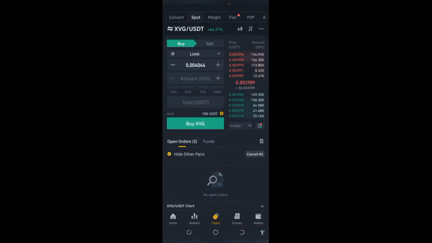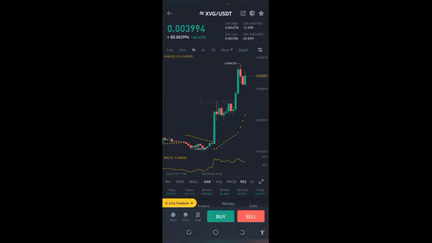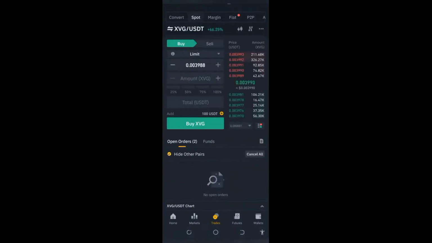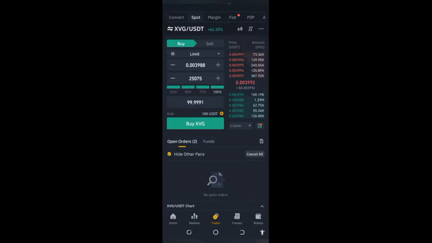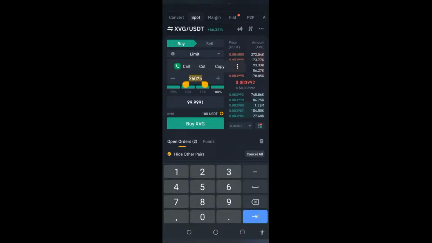Because it's in pump mode, we're just going to go ahead and buy. Oh my gosh, it's going up and down, but we just have to take advantage of this. Currently we've got 100 USDT, so let's do a quick simulation. The price is really tiny, so we can get a lot of pieces from this.